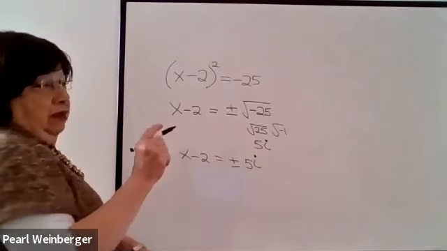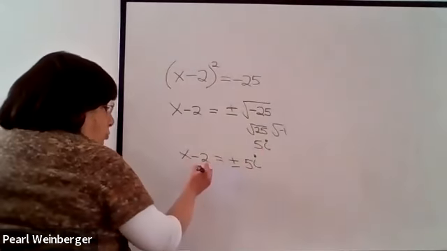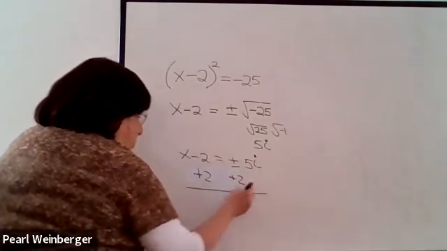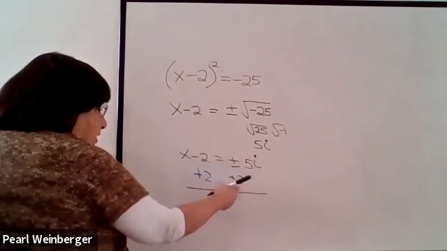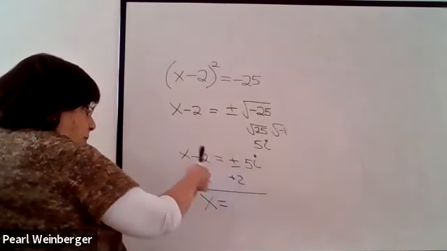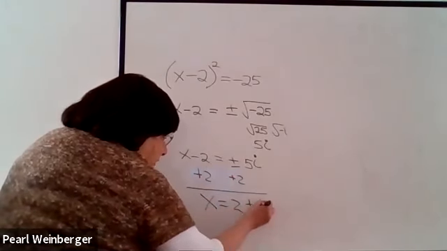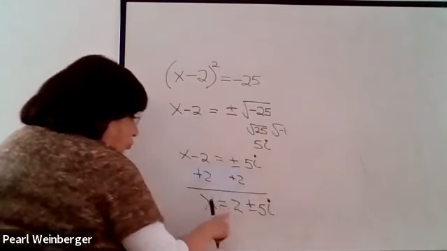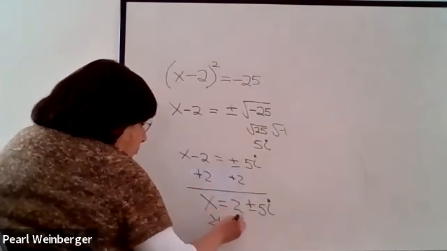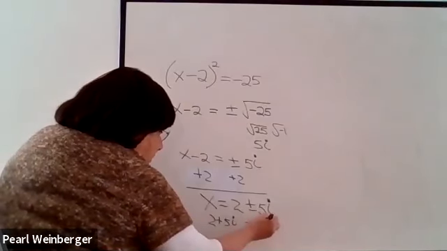Now, I don't want to have x - 2. I want to have x. So I'm going to bring this 2 to the other side. And this 2 can't be combined with a 5i because they're not like terms. So the best way to leave your answer is put this number that you bring over first. This becomes 2 plus or minus 5i. And we can leave our answer like this, or you could write it separately as 2 + 5i as one answer, and 2 - 5i as your other answer.